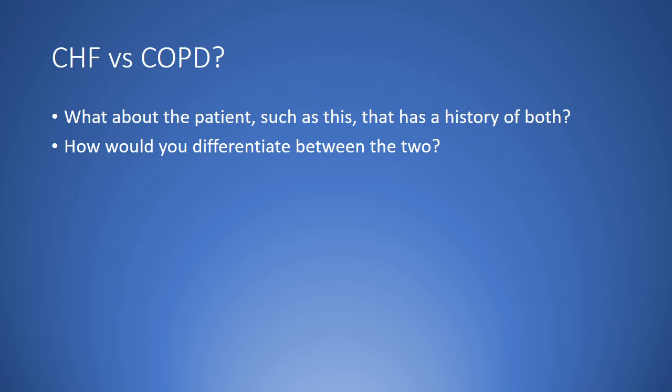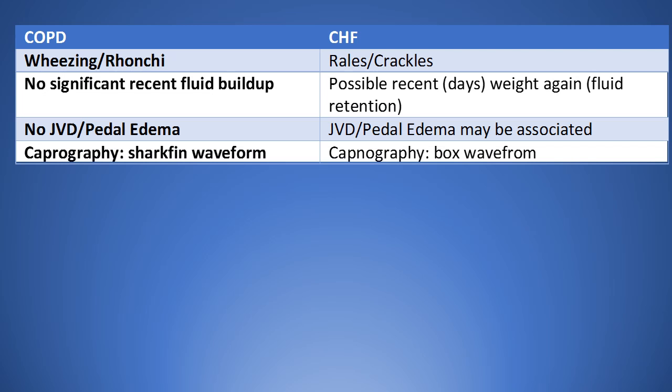So what are we going to do about this patient that has a history of both? How would we differentiate between the two? Is this a COPD exacerbation, or is this a CHF event? How are we going to decide? Just some things you can look at.